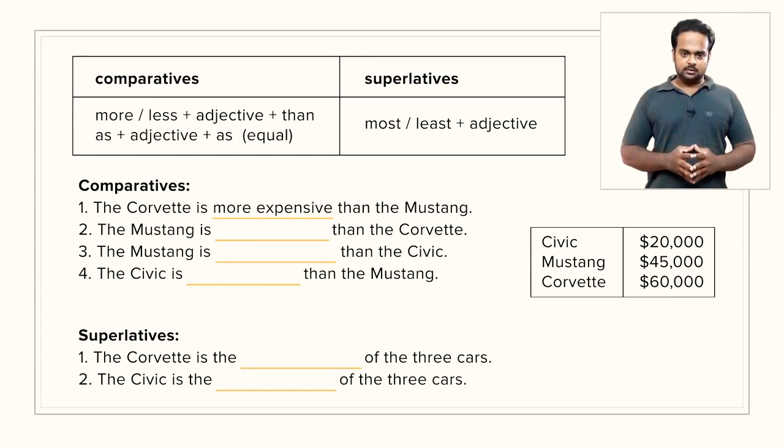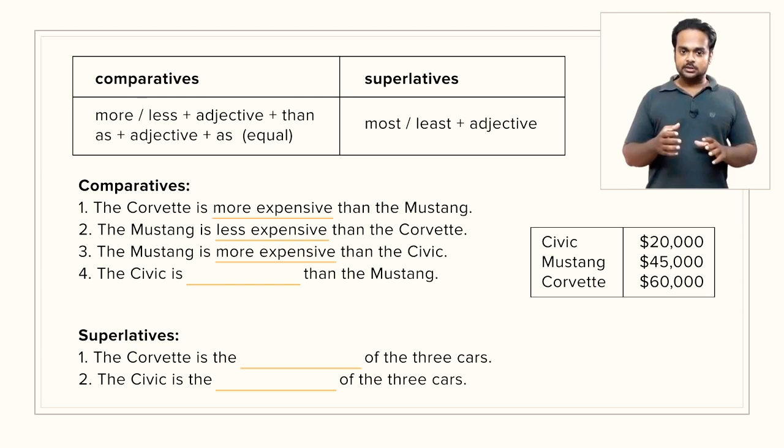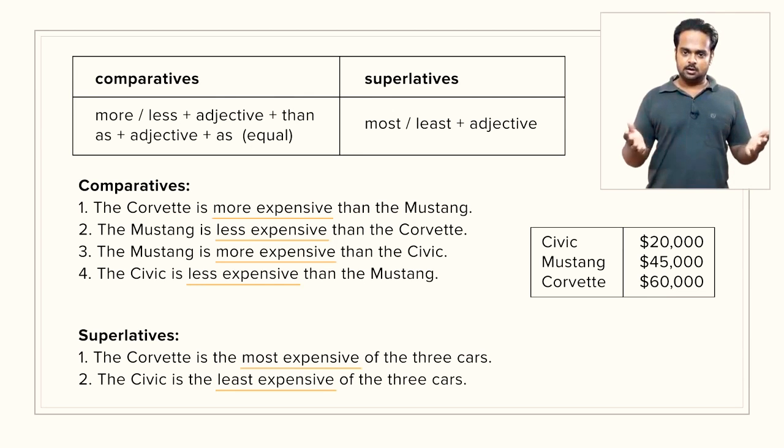All right, let's look at the answers. The Corvette is more expensive than the Mustang. So that means the Mustang is less expensive than the Corvette. But the Mustang is more expensive than the Honda Civic. So the Civic is less expensive than the Mustang. The Corvette is the most expensive of the 3 cars, and the Civic is the least expensive of the 3 cars.